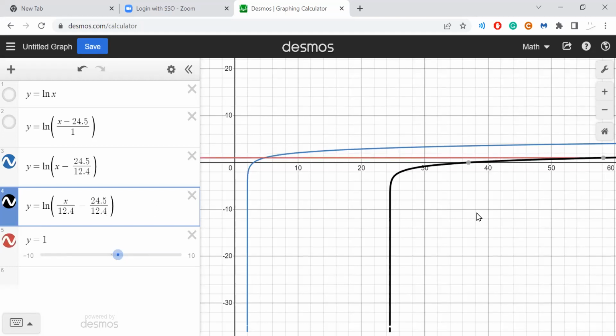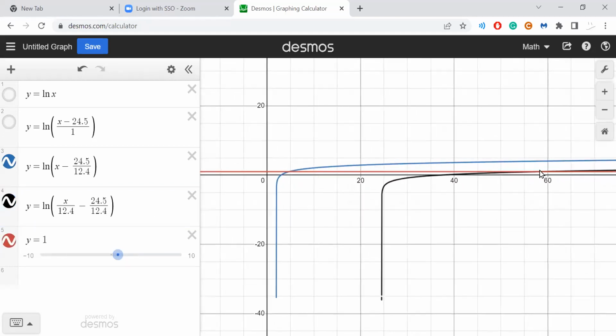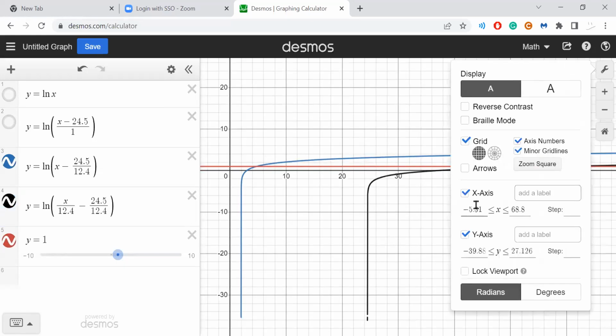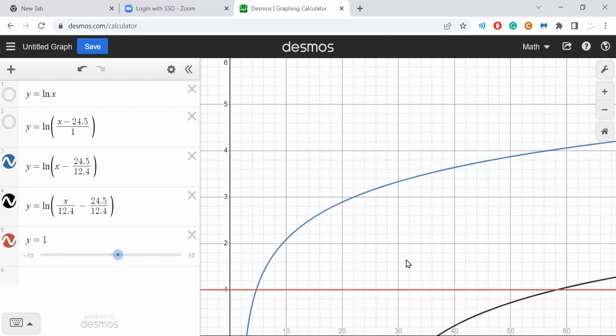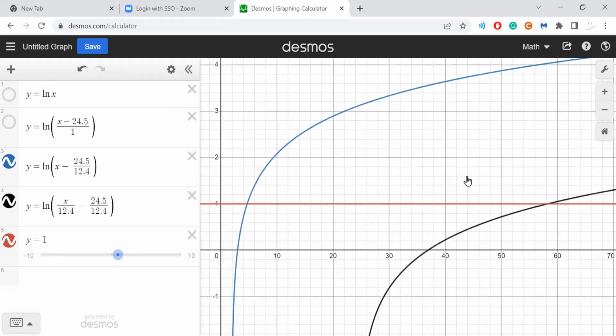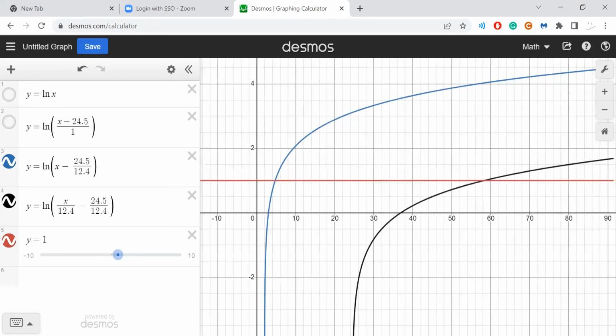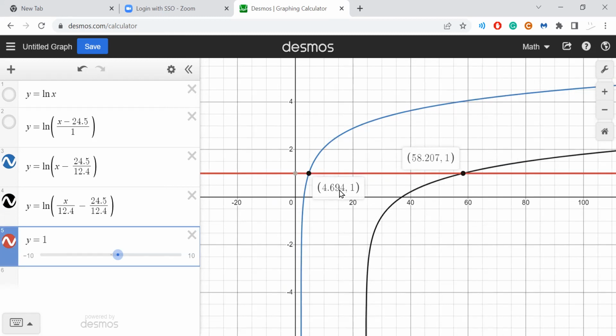So let's see if I draw y equals 1, can you see? Y equals 1. Maybe for my y-axis, I'll just change it to 0 to, let's say, 6. Okay, something like this. I think it looks clearer now. Can you see that they intersect at 4.694 and 58.207? Then you divide those two numbers. What do you get? Do you get 12.4? Yeah, you get 12.4. So what happens is that the graph gets stretched by 12.4.